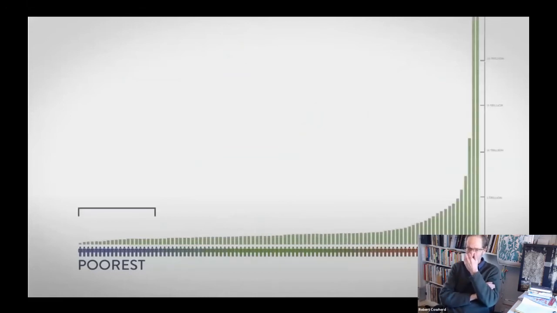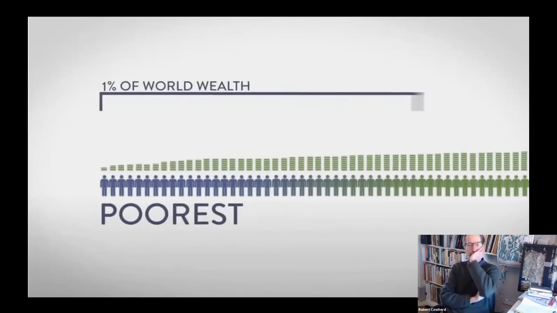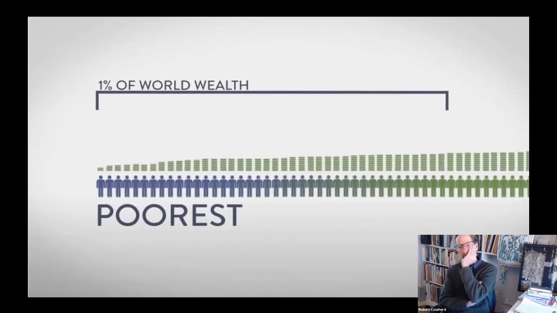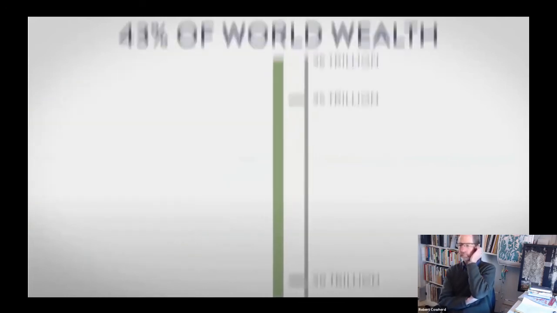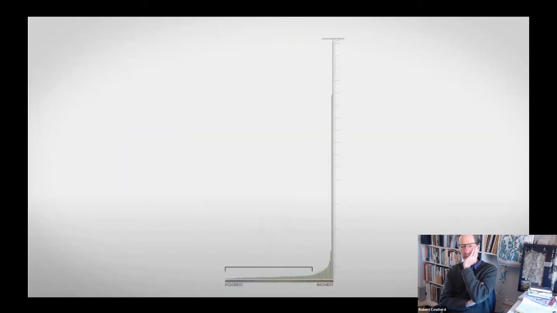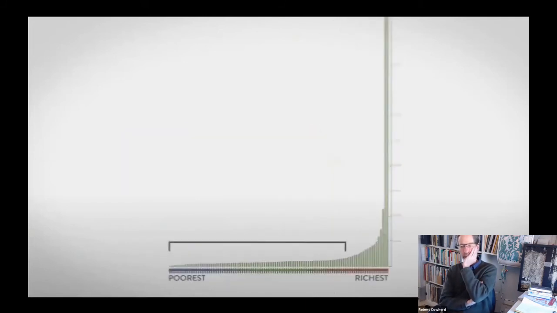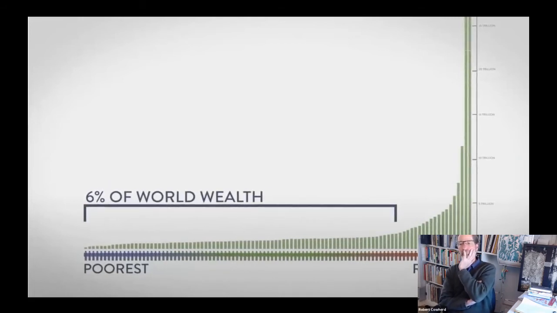The vast majority have practically nothing, nothing with which to educate their children, nothing with which to pay for basic medicines. While the richest 1%, they've accumulated 43% of our world's wealth. The bottom 80%, meanwhile, that's 8 out of every 10 people, have just 6% between them. But even this doesn't really show how extreme things have become.